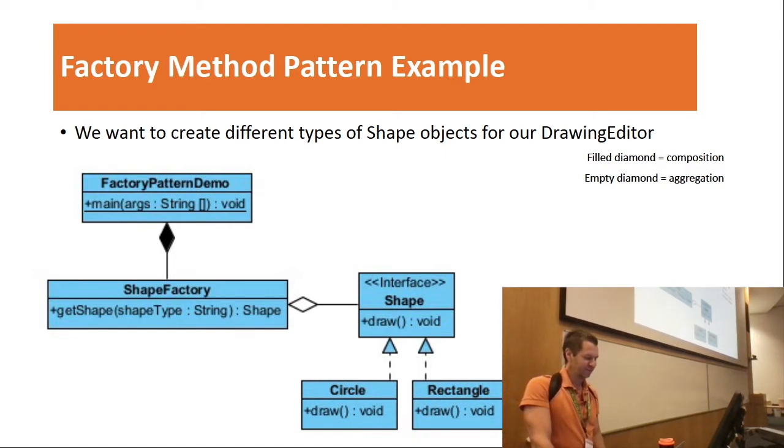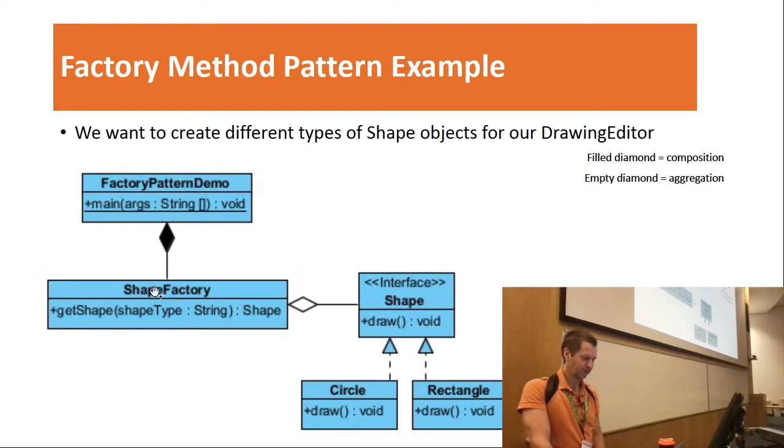Another good example is the shape. So in the drawing editor example, you need to create different shapes, right? And they have different numbers of edges. So here we have a program called Factory Pattern Demo, with the main. And by the way, I've put some hints here. The filled diamonds mean composition, and the empty diamonds mean aggregation.